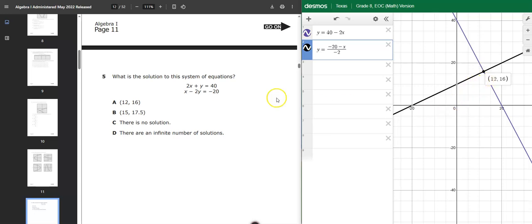And what I'm looking for now is the intersection of these two lines. In this case, the two lines intersect right here, and as long as I have converted them to slope-intercept form correctly, I can see that my answer choice is 12/16, which is A.